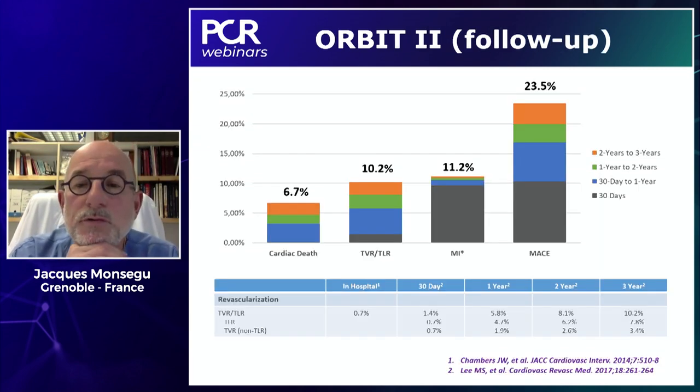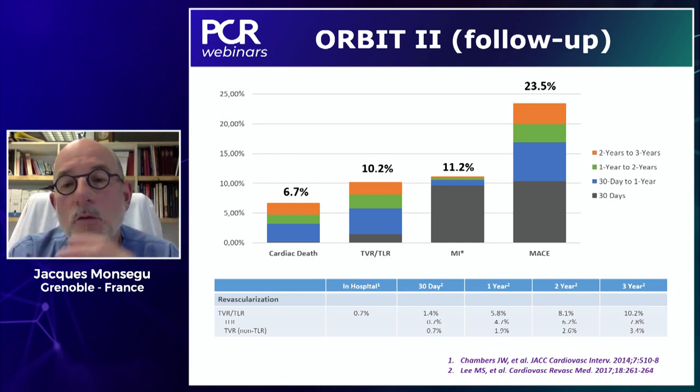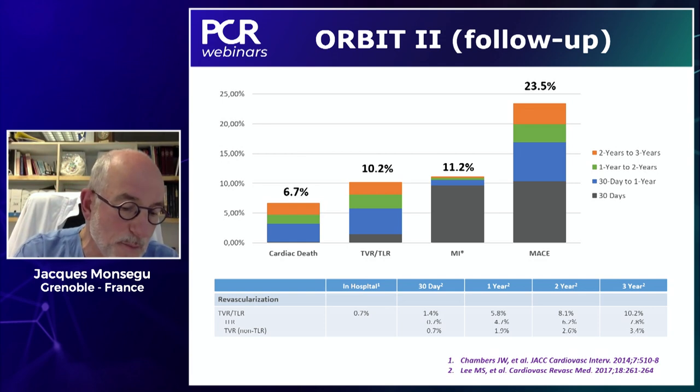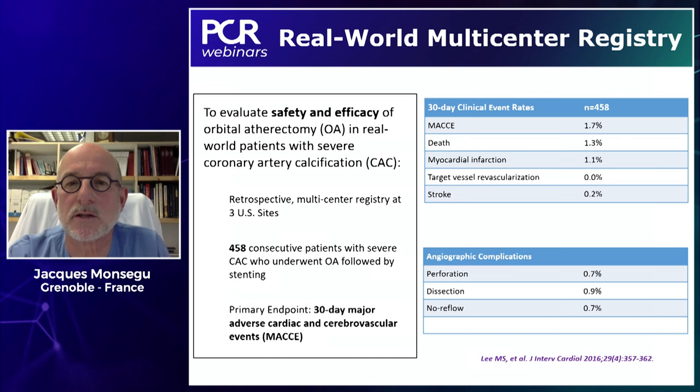The follow-up was very nice with 2 years and 3 years follow-up in this Orbit 2 study with a rate of MACE 23%. It's not really very important because it's really a very complex lesion. So, of course, the rate of MACE is more important. Interesting, third.